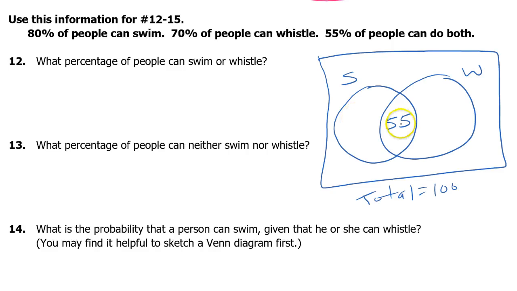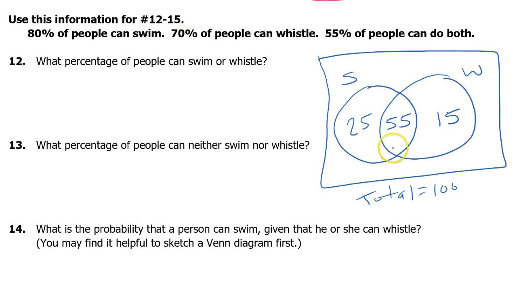Instead, we have to subtract that 55. So this is going to be 25, because 25 plus 55 together makes the 80% of the people that can swim. We'll do the same thing with the people that can whistle. We've already got the 55, so I think we want 15% in this zone over here, because 55 and 15 add up to 70.